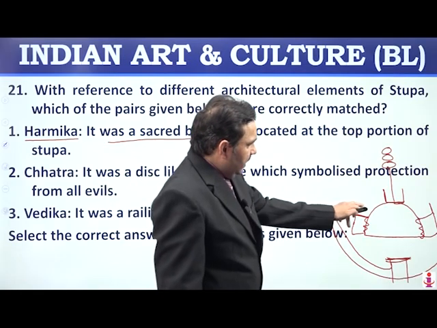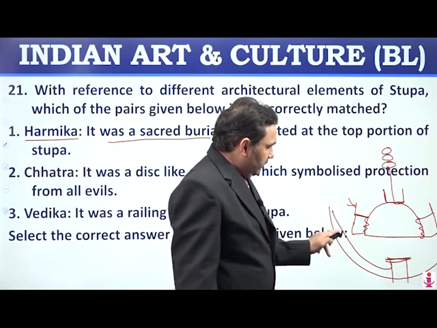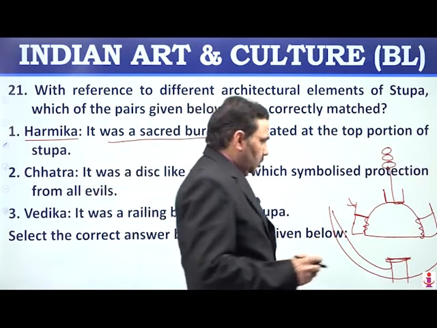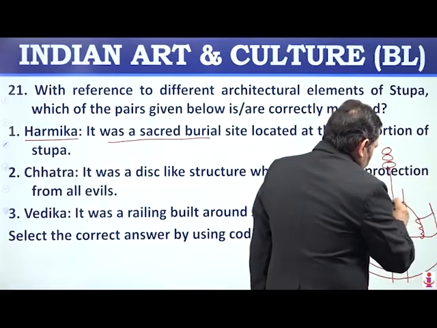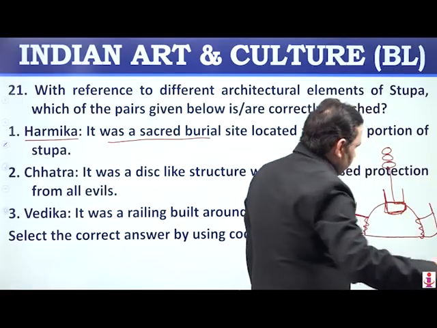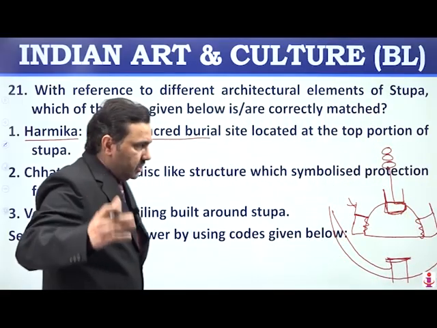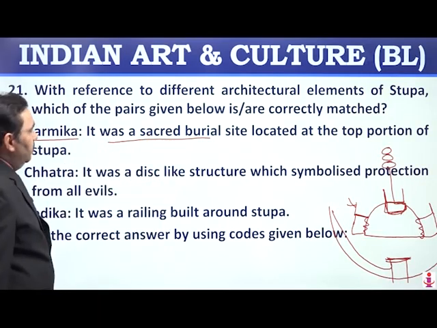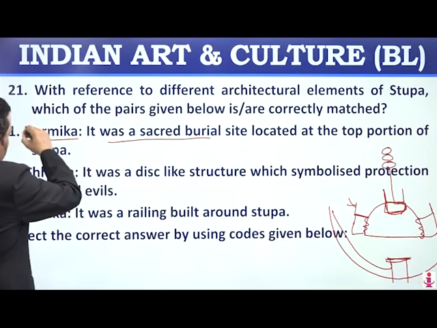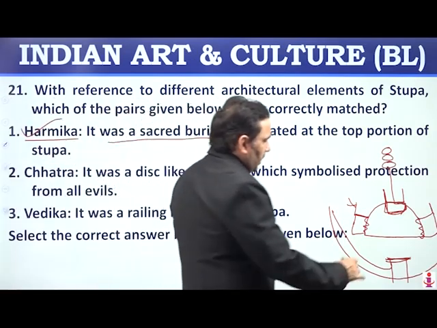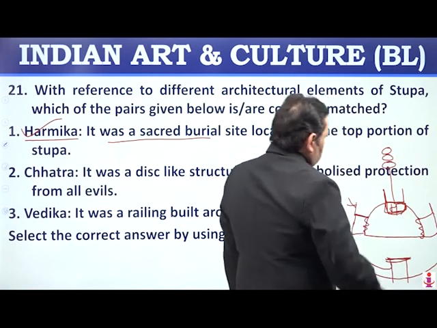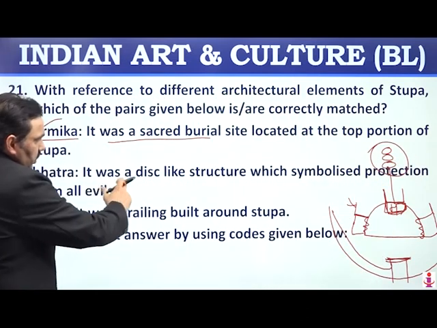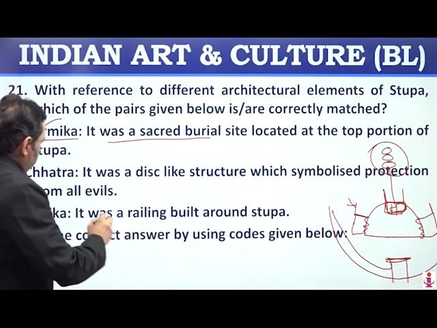So Vedika means the railing that is found here, here, and here. Harmika was a casket that was buried at the top, and this used to have relics of Buddha or Bodhisattva. So Harmika was a sacred burial site located at the top portion of the stupa. That's correct. Harmika at the top. This was Harmika. This is Chatra, umbrella. Chatra was a disc-like structure which symbolizes protection from all evils.